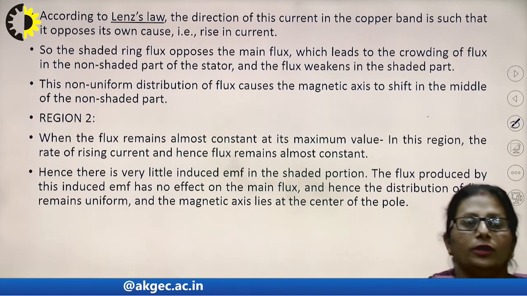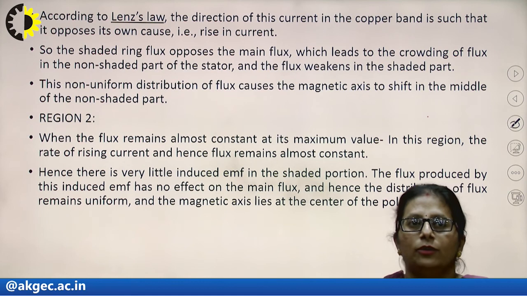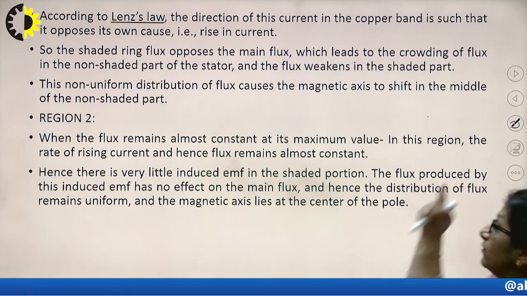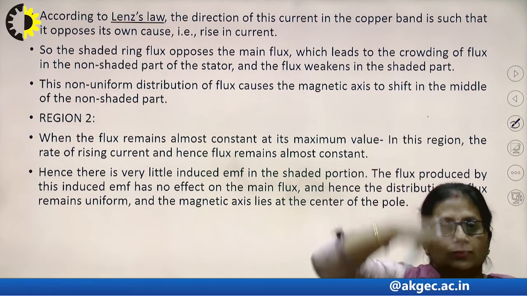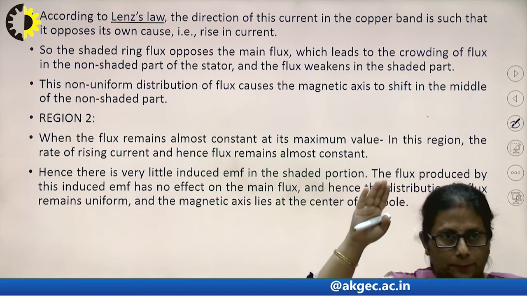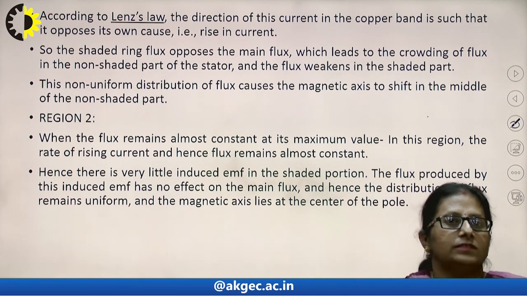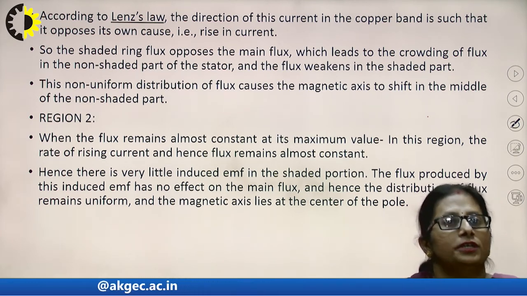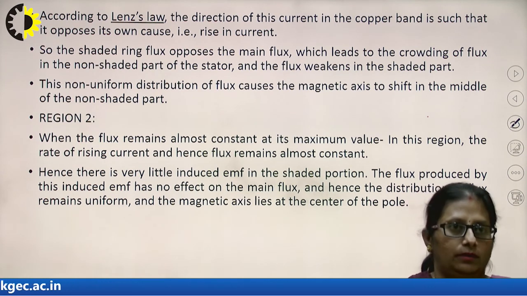Now, according to Lenz's law, the direction of the flux in the copper band is such that it opposes its own cause. And what is the very cause producing that flux? That is the positive rate of rise of current in the first region. The flux was increasing, the current was increasing, right? So the shaded ring produces flux that opposes the main flux, which leads to the crowding of the flux in the non-shaded part of the stator. And the flux weakens in the shaded part, right?